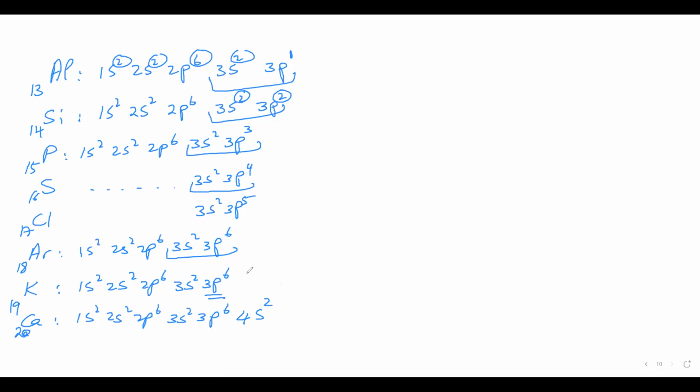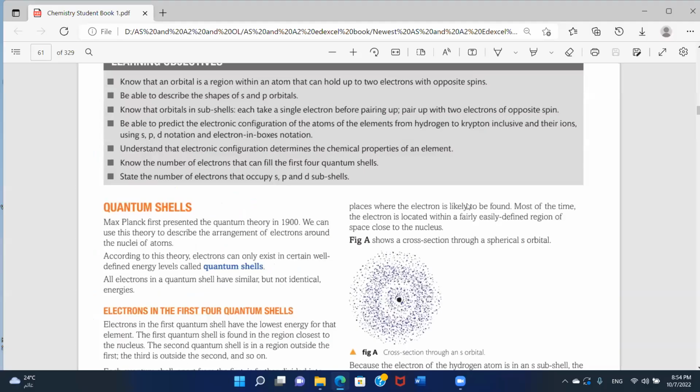If you look at your periodic table, you will see that after calcium comes the row of the transition metals. Can you see them, or shall I show you? I'm going to show you on Google.